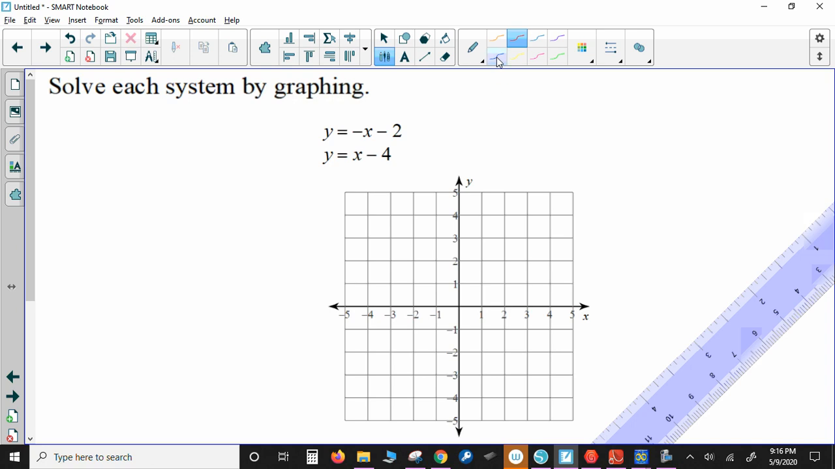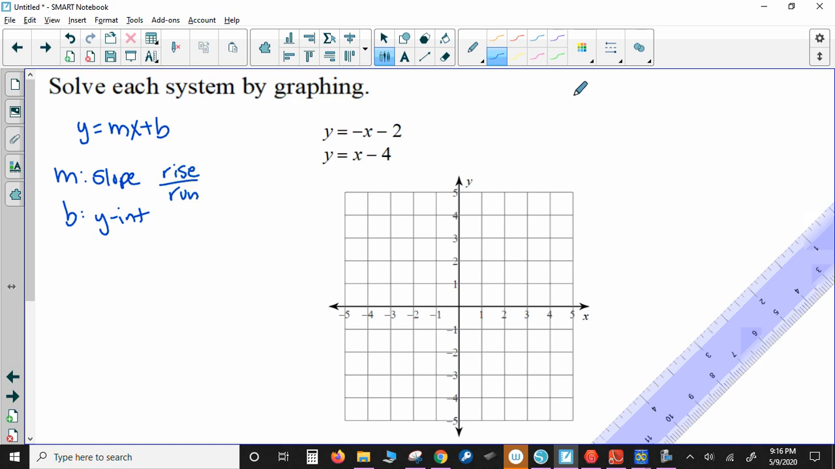So let's remind you of some stuff. Both of these equations are in slope-intercept form. Y equals mx plus b. And reminder, m is your slope, and that is rise over run, and b is your y-intercept, or where the line crosses the y-axis.